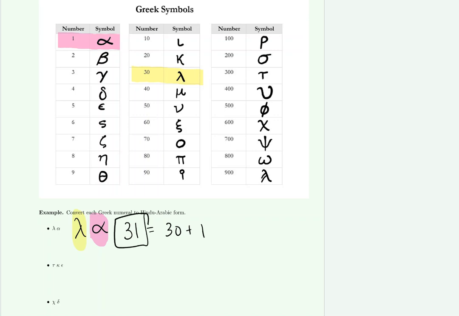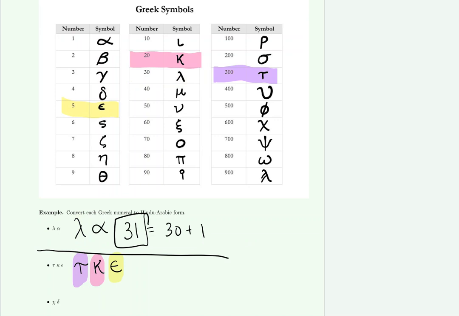Let's look at our next example. Now in this case, we found the symbols in the table above. This represents 300 plus 20 plus 5, which would be the number 325.